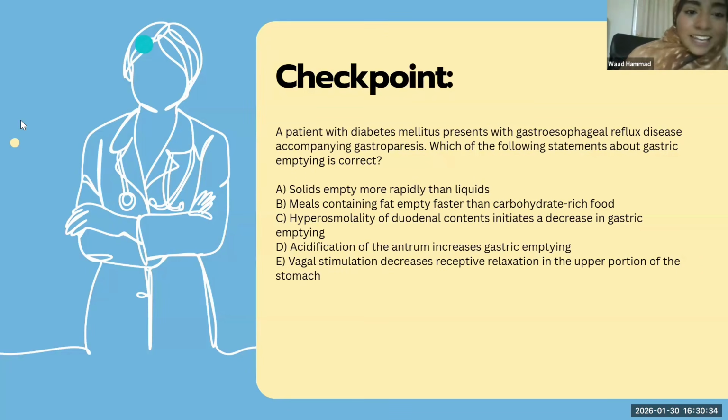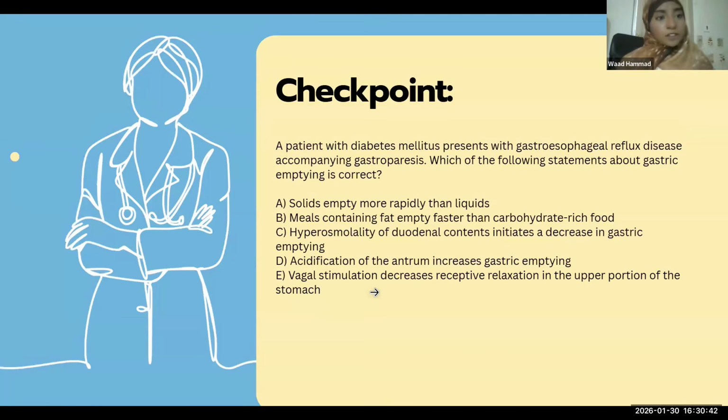Okay. Yes, the answer is C. Great job. C, because we want there to be osmotic balance. We want it not to be too concentrated. We want it to digest more in the stomach so that it can break down more, so that it's more diluted and everything before it goes into the duodenum. So we do not want gastric emptying in the case of hyperosmolality.